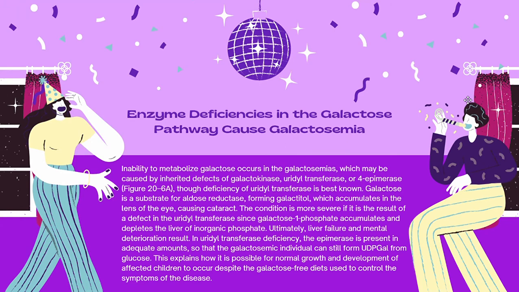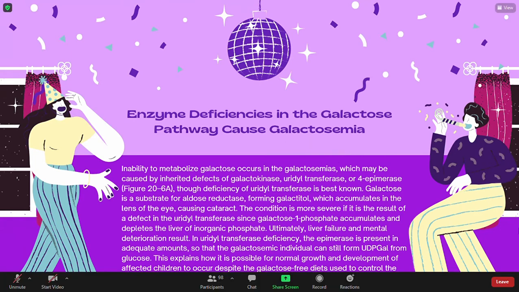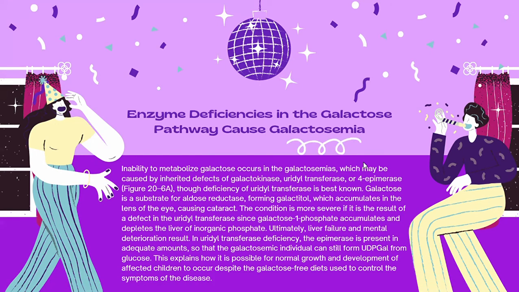Because the aldose reductase will act on glucose and galactose. Glucose becomes sorbitol, galactose becomes galactitol. Okay?